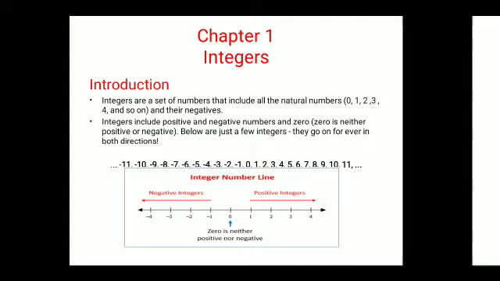Alright, for example, -5 is an integer but not a whole number. Are you getting my point? -3 is an integer but it is not a whole number, because whole numbers start from 0, 1, 2, 3, 4, 5. We can also say that -7 is an integer but it is not a natural number, because natural numbers start from 1, 2, 3, 4, 5, 6. All right.